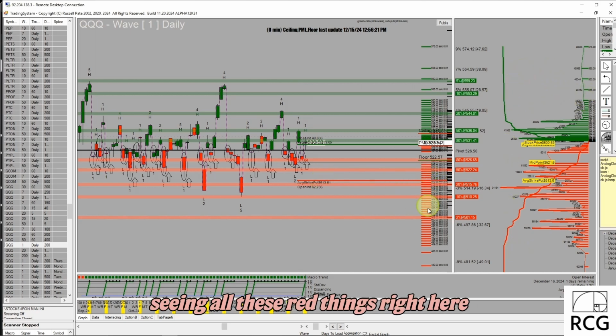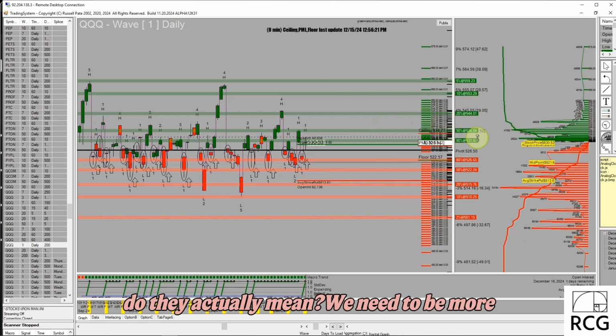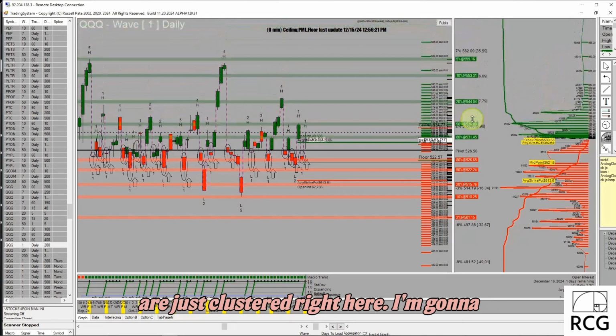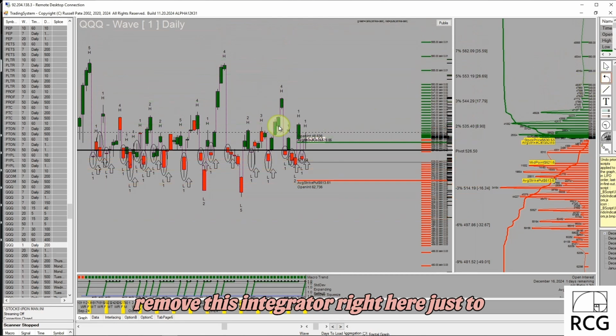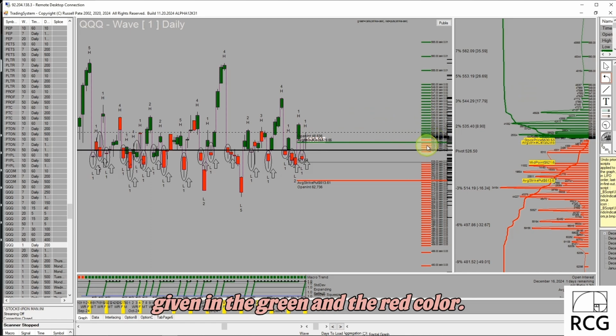Now you must be seeing all these red things right here and these green lines. What do they actually mean? We need to be more concerned about these clusters that are clustered right here. I'm going to remove this indicator just to show the imprints that are given in the green and the red color.